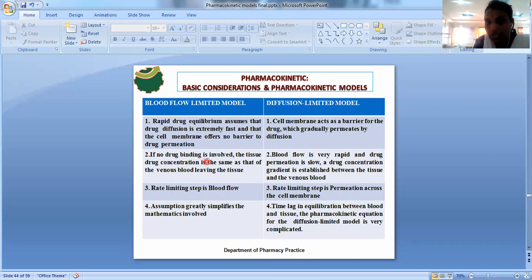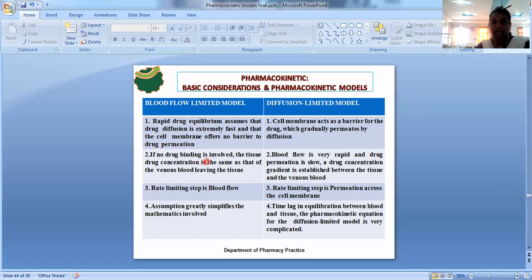Whereas in the diffusion rate limited model, the cell membrane acts as the barrier. Once the drug is distributed in the blood, it is instantaneously and uniformly dispersed into the blood. But in order to reach that particular tissue or organ, the drug should pass through the cell membrane. The name itself says diffusion rate limited: diffusion through the cell membrane to reach that particular organ or respective tissue will be limited.